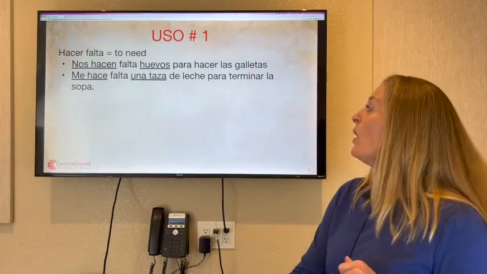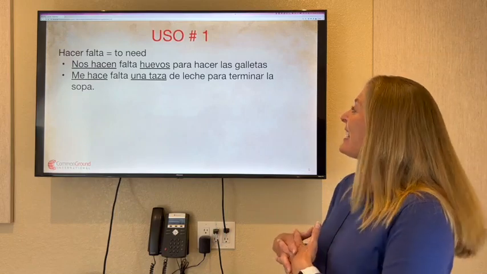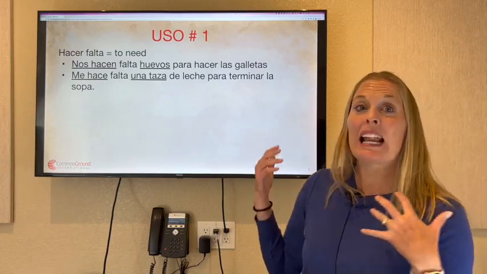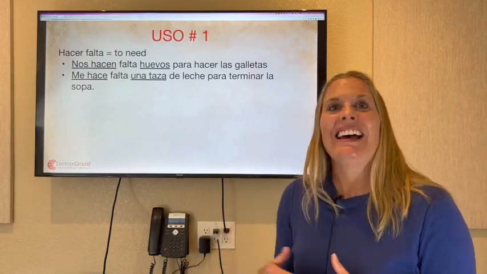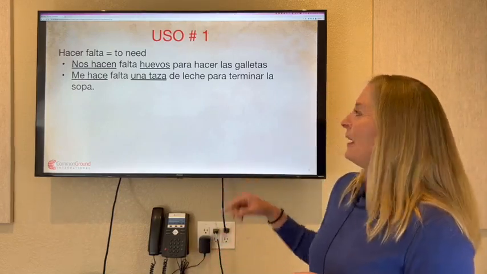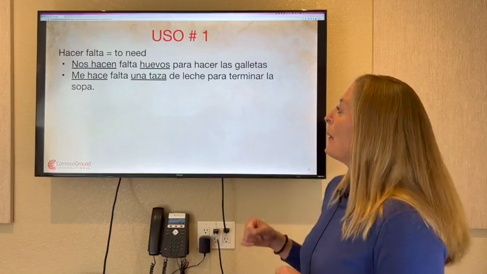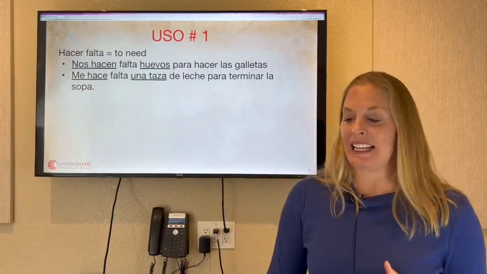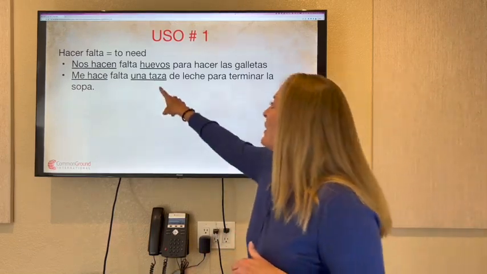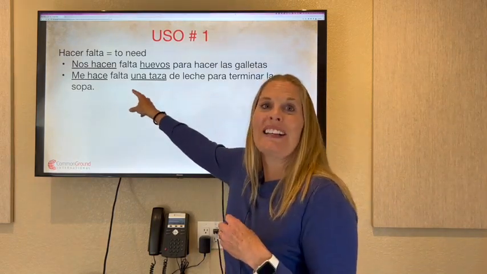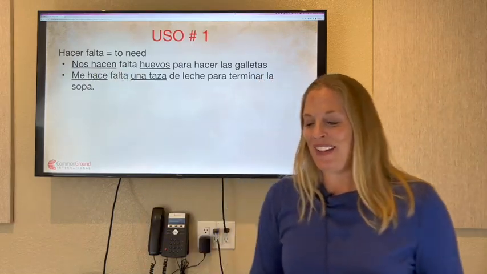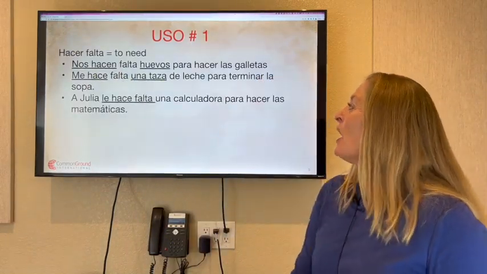Perfecto. Otro ejemplo. Me hace falta una taza de leche para terminar la sopa. So I am lacking, or I need, okay, 1 cup of milk to finish the soup, okay? Me hace falta una taza de leche. So una taza de leche is missing or needing me so we can finish the soup. That's how it's a backwards verb.